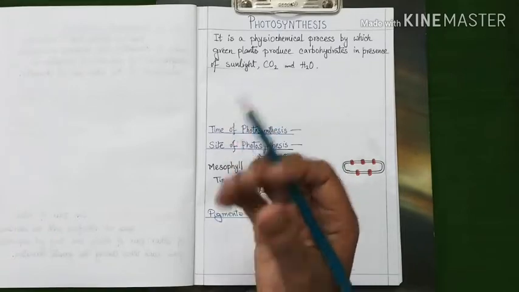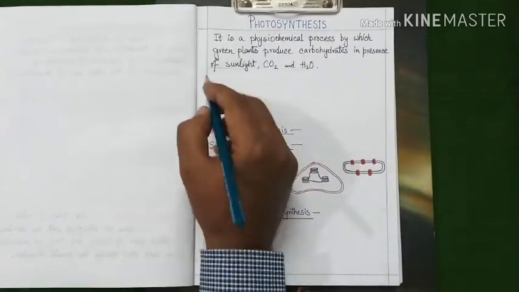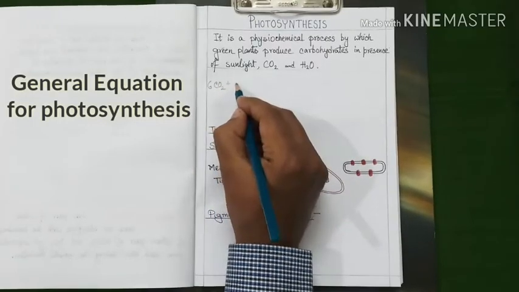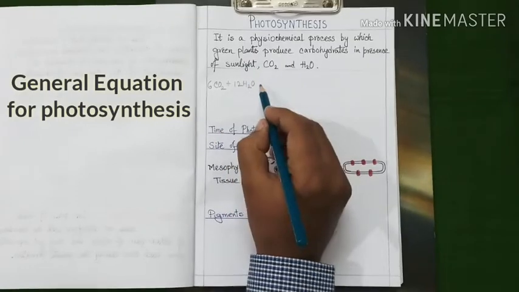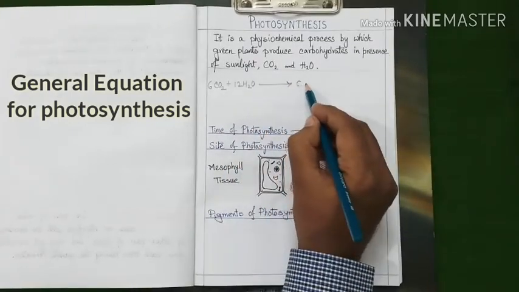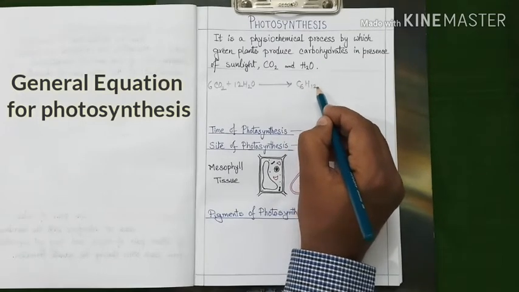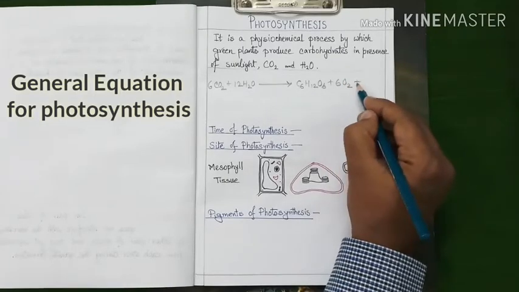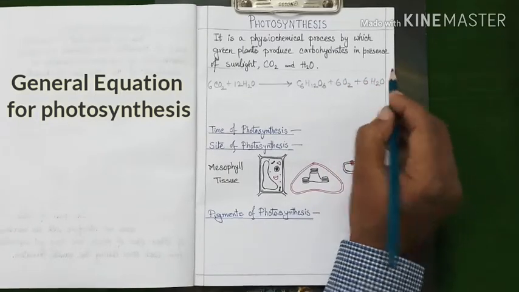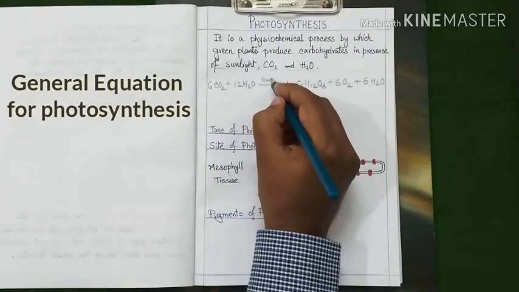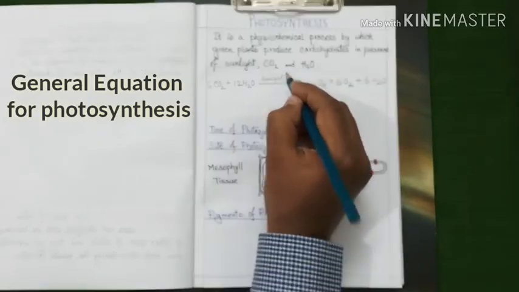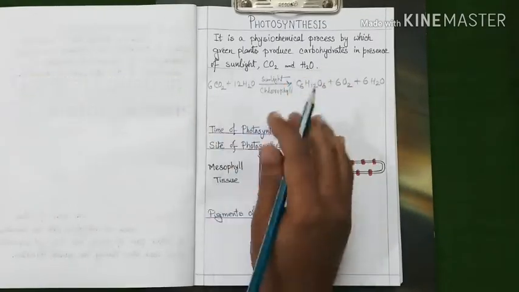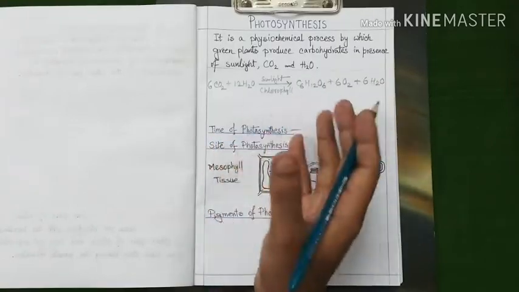Now if you want to know the overall chemical equation for photosynthesis, it can be represented like this: 6CO2 plus 12H2O, that is water, produce one molecule of glucose, that is C6H12O6, plus 6 molecules of oxygen and 6 molecules of water. This entire reaction takes place in the presence of sunlight and chlorophyll. So this is the overall chemical equation for photosynthesis.